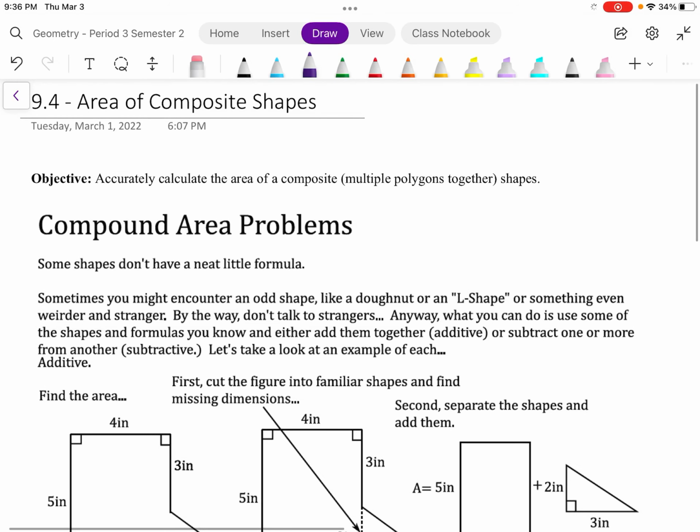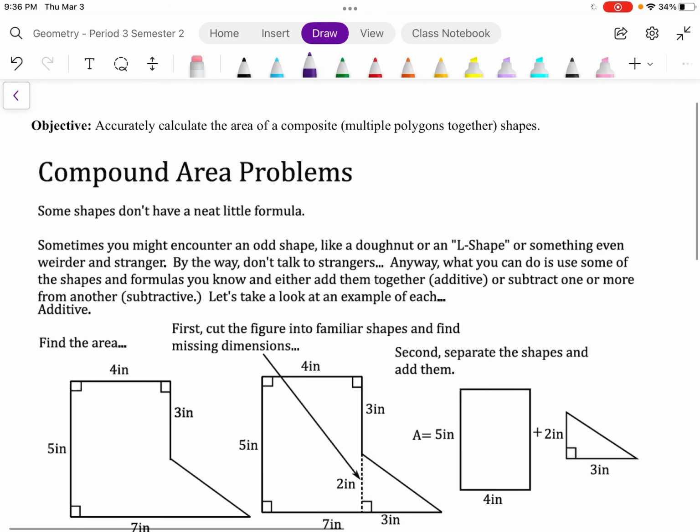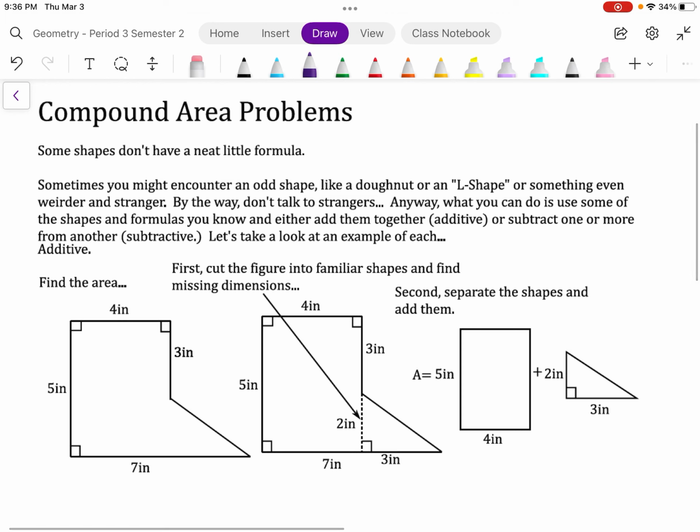Section 9.4 is on the area of composite shapes. So our objective for today is to accurately calculate the area of composite, which means multiple polygons together, shapes. So compound area problems.